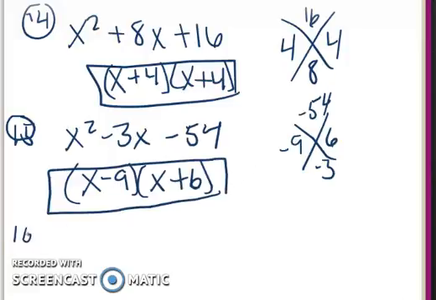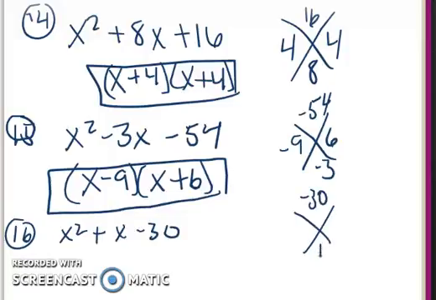And we're going to try and squeeze 16 in here as well. X squared plus x minus 30. Okay, negative 30 and 1. What two numbers are really close to each other and multiply to give me 30? I'm thinking of 6 and negative 5. That will give me negative 30, but a positive 1. X plus 6 and x minus 5.